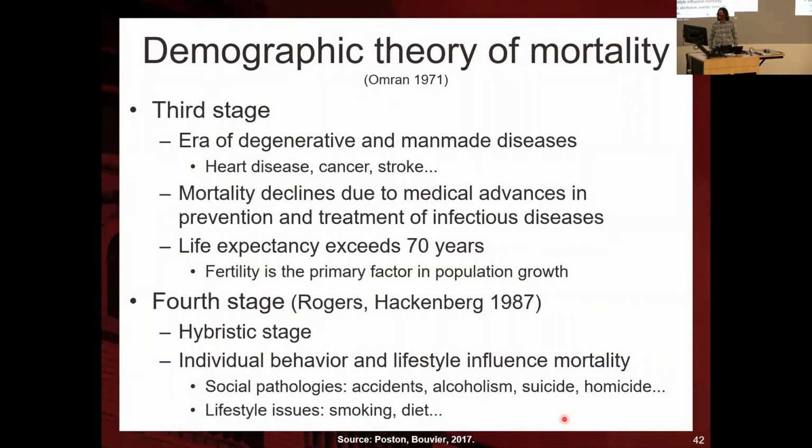The third stage, the era of degenerative and man-made diseases. So now you start to have higher rates of people dying because of heart disease, cancer, stroke, and so on. Mortality declines are due to medical advances in prevention and treatment of infectious diseases. So now we don't treat people of a specific disease after they have the specific disease. It happens before, as a prevention. And that's when vaccines are really important throughout this process. And life expectancy increases a lot and exceeds 70 years of age on average for several different countries and societies.